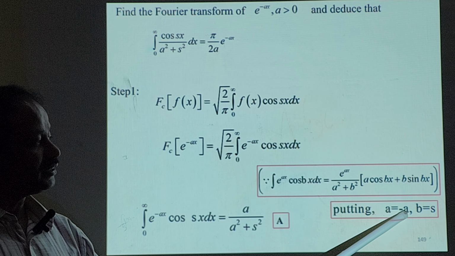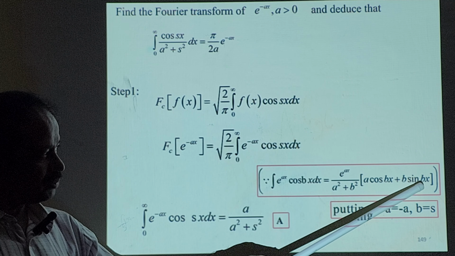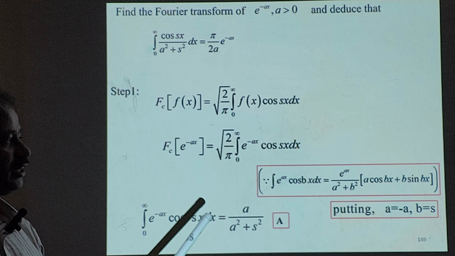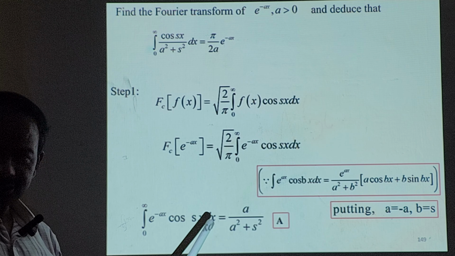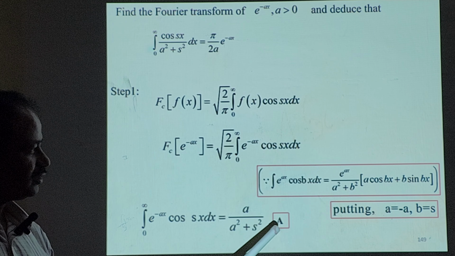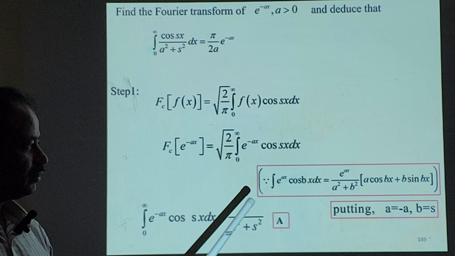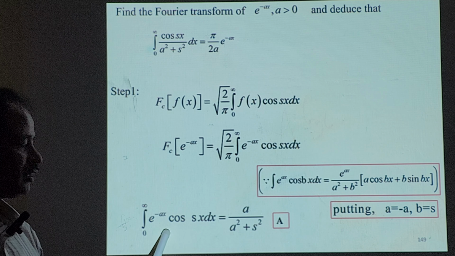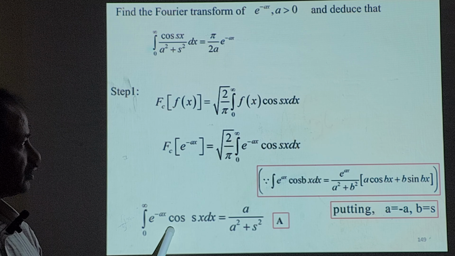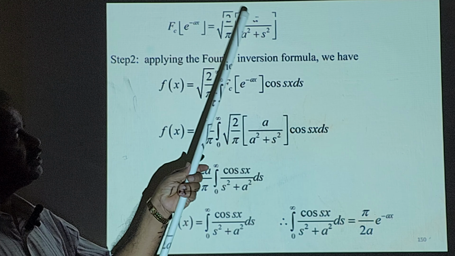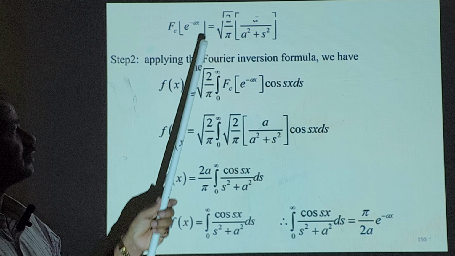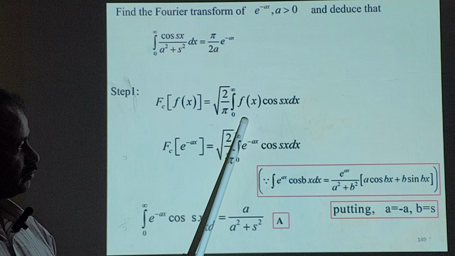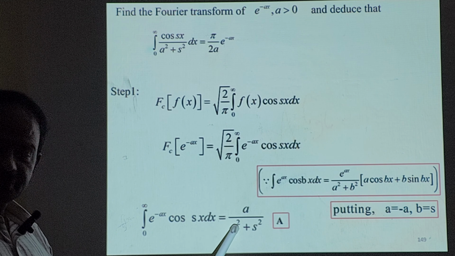Here a equals minus a, b equals s. So here b equals s because s is here, and of course a equals minus a. You just try, you will get the answer as this one. So this is your assignment. You just try, you will get the answer exactly a divided by a square plus s square for this integral. Now this is the answer. You have to include root of 2 divided by pi. So we have got the answer only for the integral, which is nothing but this.